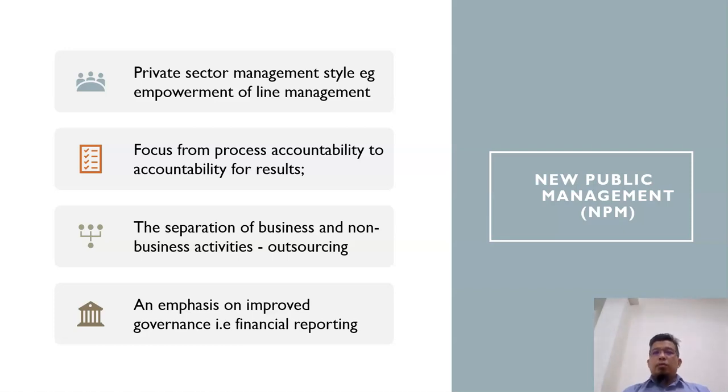Right, so now it's new public management as a brand of our public sector reforms. So the attributes of NPM: private sector management style being adopted by government, including for example empowerment of line management. So basically make managers more accountable and they have more flexibility in their decisions. Focus from process accountability to accountability for results. So basically, what they are answerable to. From process accountability, they were just accountable for the process. Now accountable for results.